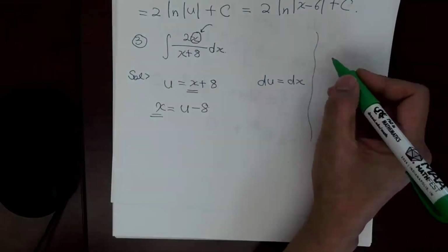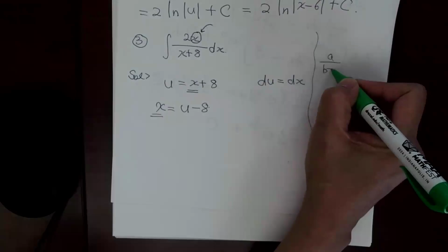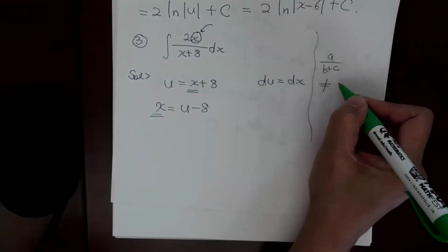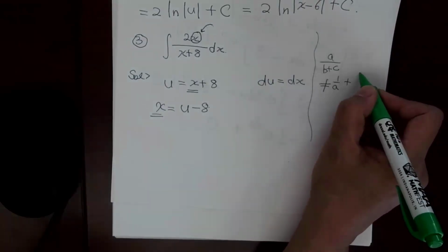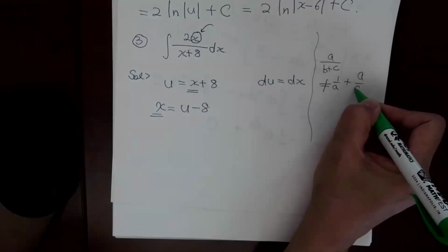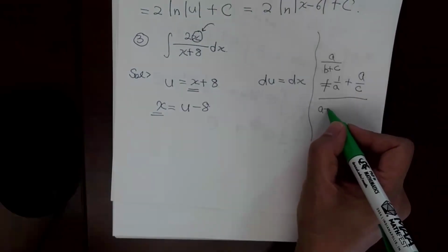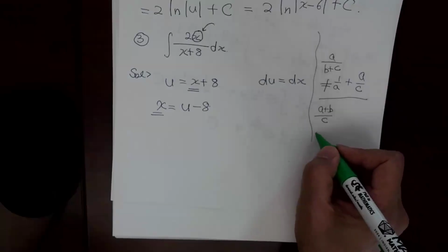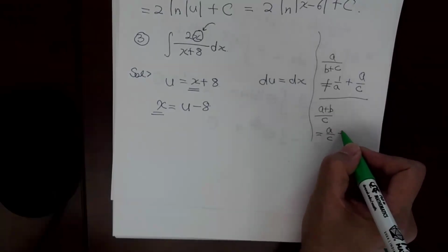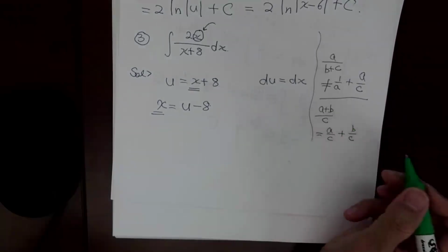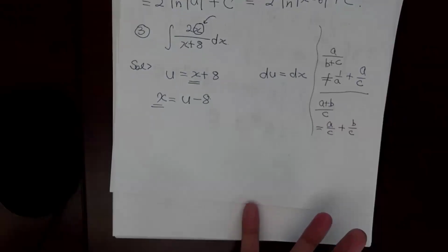So the point is a over b plus c is not equal to a over b plus a over c. But what we know is if we have a plus b over c, then we can split that out and then we can do term by term integration. So that's the idea.